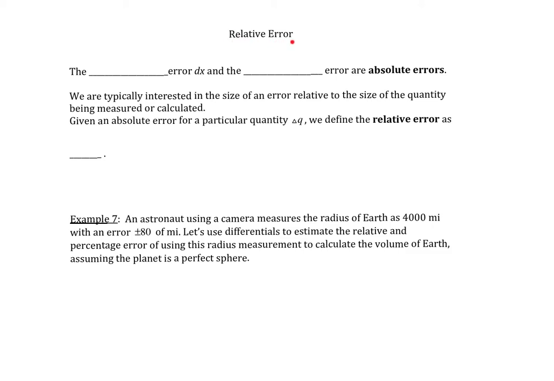Let's talk about relative error. Now, the measurement error dx and the propagated error are what we call absolute errors. Remember, when we've worked in the past with differentials, we call dx the independent variable. So that's the error that we're going to get.